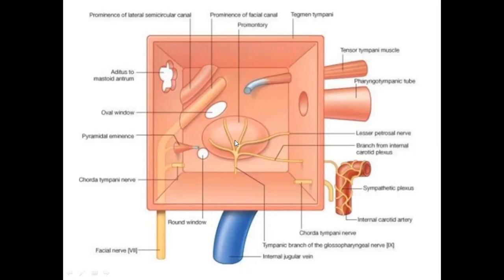and it contains a promontory, the first turn of the cochlea, over which the tympanic branch of the glossopharyngeal forms the tympanic plexus, and the sympathetic branch from this internal carotid plexus also contributes in this plexus, and this tympanic branch will give a lesser petrosal nerve. So this is the medial wall, and this is an oval window over the promontory.